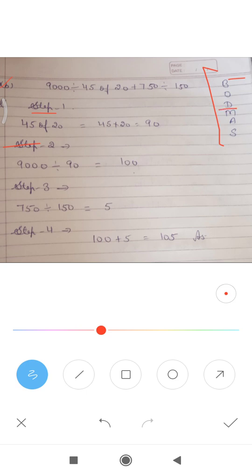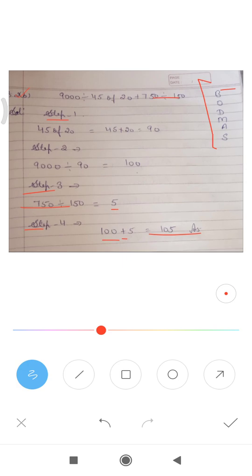Now in step 2, after of what will come? Division. Here also division is given 2 times. 9000 divided by, now what will you write? You can't write 45 of 20. Its answer you will write. Its answer is 900. So 9000 divided by 900 is equal to 10. Now in step 3, 750 divided by 150, it will come 5. Now in step 4, you have to write all the values. See, 9000 divided by 45 of 20, what was it? Plus 750 divided by 150, what was it? 5. Now see next question.